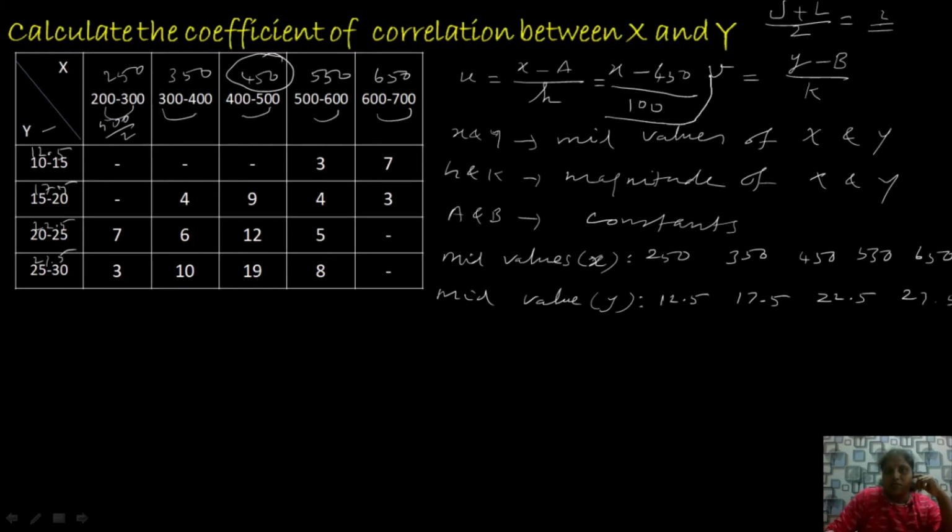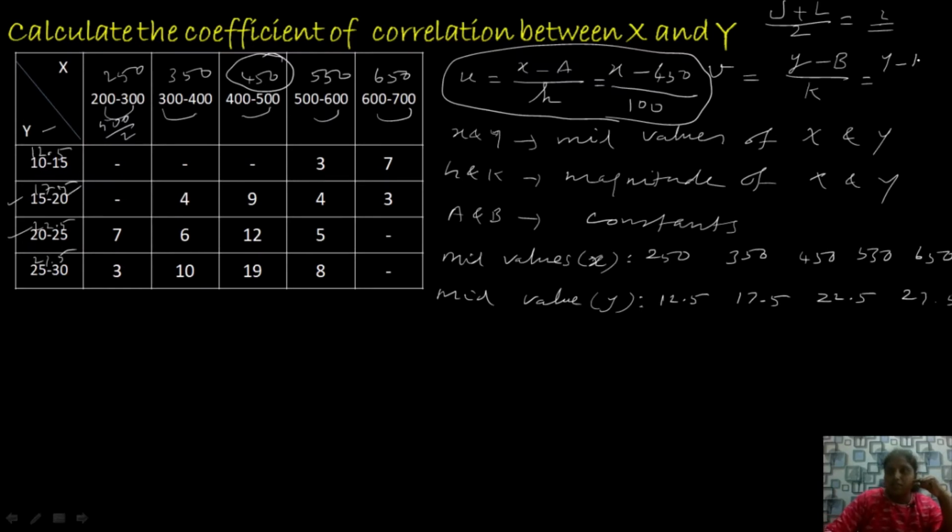This is my u value. Next for v, v is equal to (y minus b) over k, that is y minus b. Here itself we have to take the middle value. Since we are having 4, either I have to take 17.5 or 22.5. Here I have to take 17.5 as my b value.